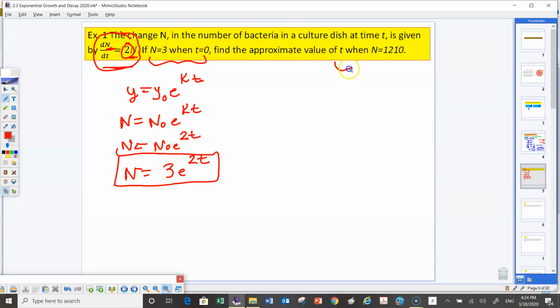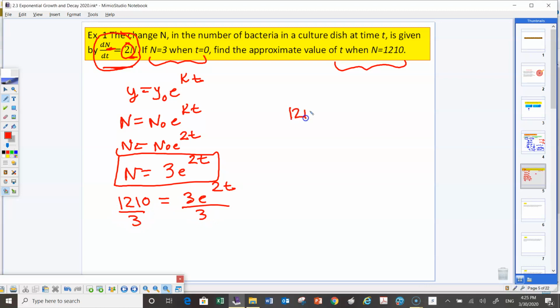Now, we are asked to find t when the total number of cells is 1210. So at this point, I just plug 1210 in for the n, and I'm going to solve for t. So first things first, I have to divide both sides by 3.